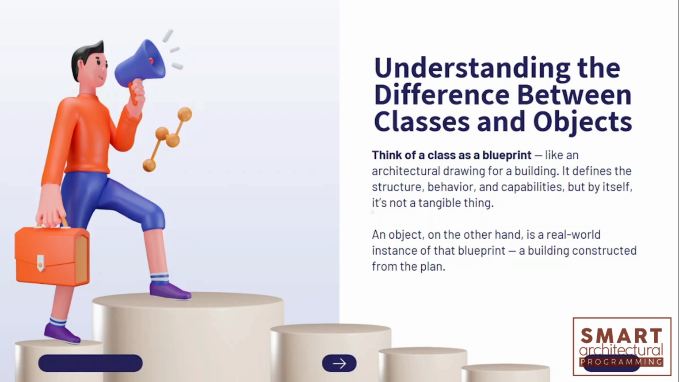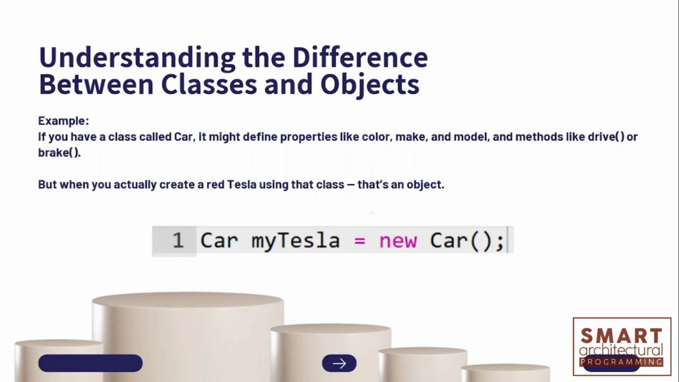With that, let's break this down even further. Let's look at an example and understand exactly how this works. If you have a class called Car, it might define properties like color, make, and model, and methods like drive or brake. But when you actually create a red Tesla using that class, that's an object. As you can see on the screen right now, we have a class called Car through which we're creating an object called myTesla.